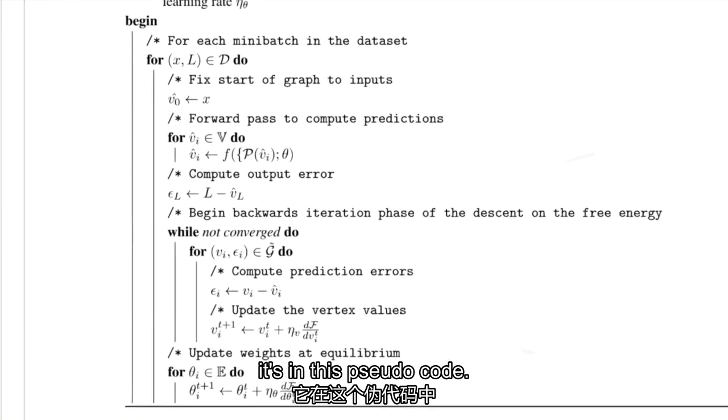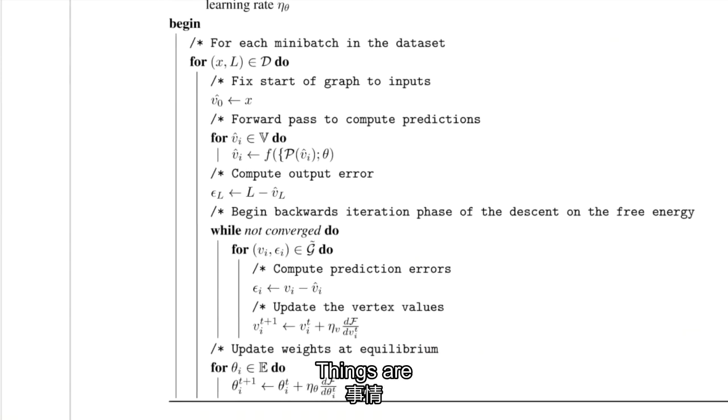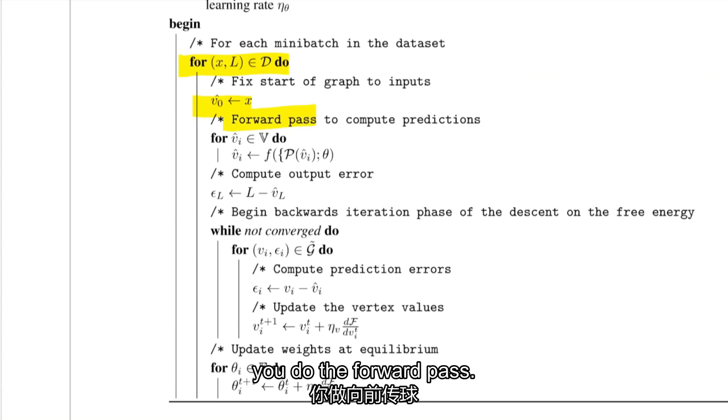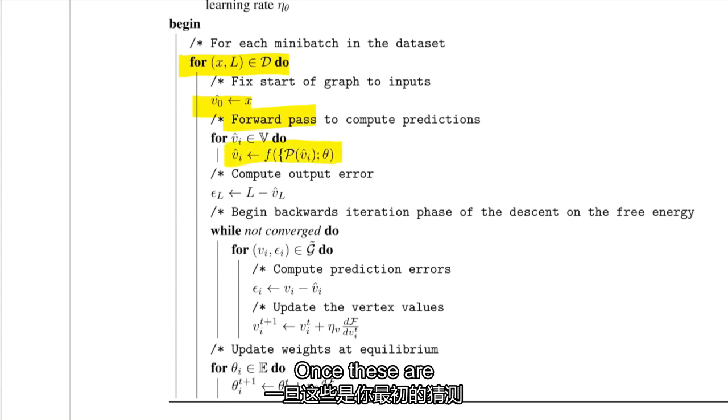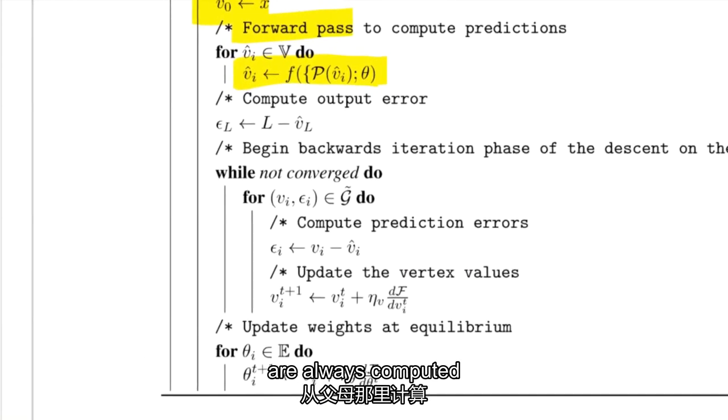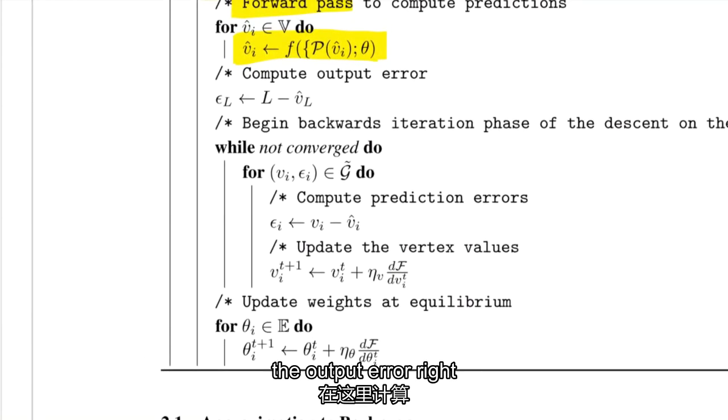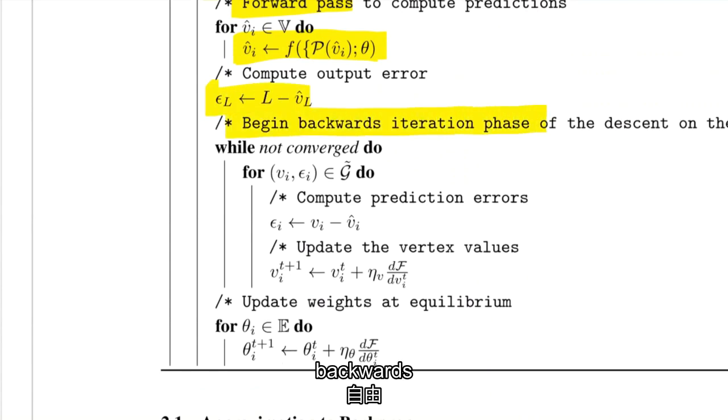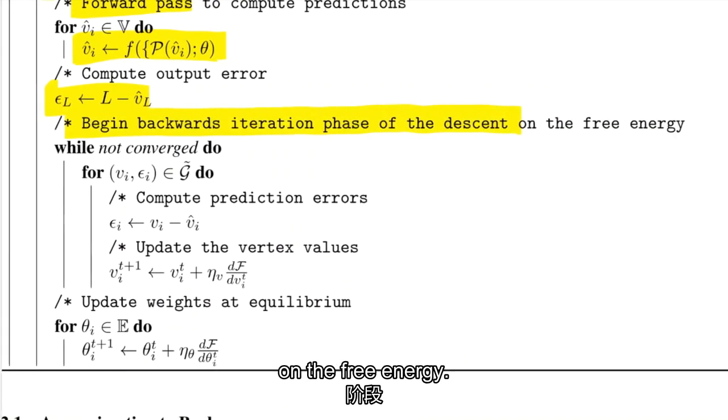So here in this pseudocode, things are a little bit unclear, but we'll do. So for the entire data set, X is the data point and L is the label. You fix the start, so you fix V0. Then you do the forward pass. So you do this once. These are your initial guesses. These hat things, you can see the hat things are always computed from the parents. You compute the output error right here and then begin the backwards iteration phase of the descent on the free energy.